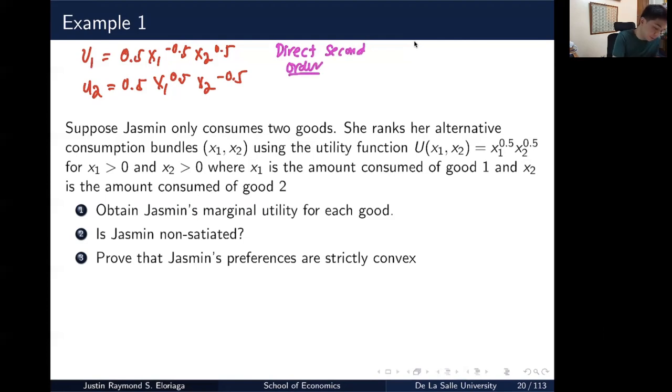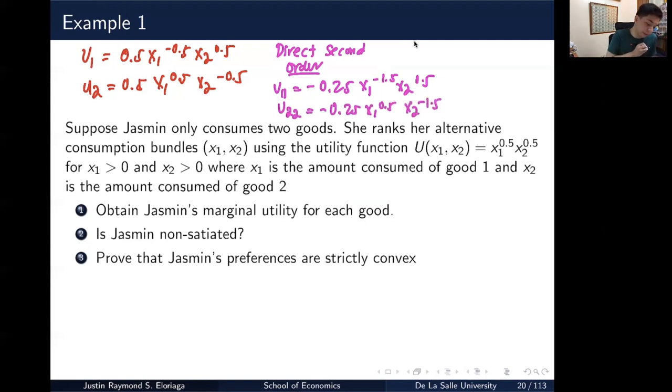And to do that, we just derive again. u11 will be equal to negative 0.25 x1^(-1.5) x2^0.5. For u22, I take the derivative of u2 with respect to good 2 again. That should be negative 0.25 x1^0.5 x2^(-1.5), right? So those are my direct second order partial derivatives.